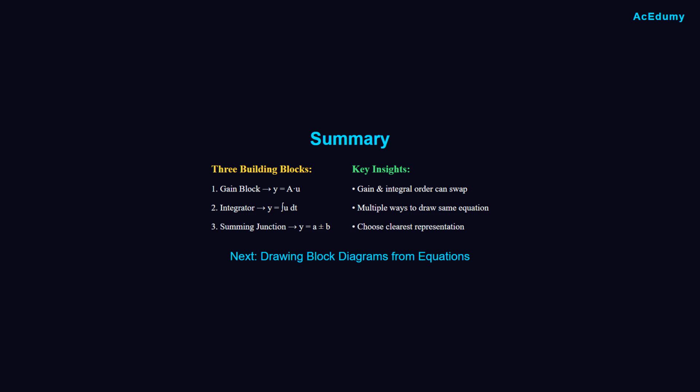Let's summarize what we learned. We have 3 main building blocks: the gain block for multiplication, the integrator for integration, and the summing junction for addition and subtraction. For integrators with coefficients, the order doesn't matter. Multiply then integrate, or integrate then multiply, both work. For summing junctions, you can combine multiple operations into one circle or chain multiple circles together. With these tools, you can construct any block diagram.